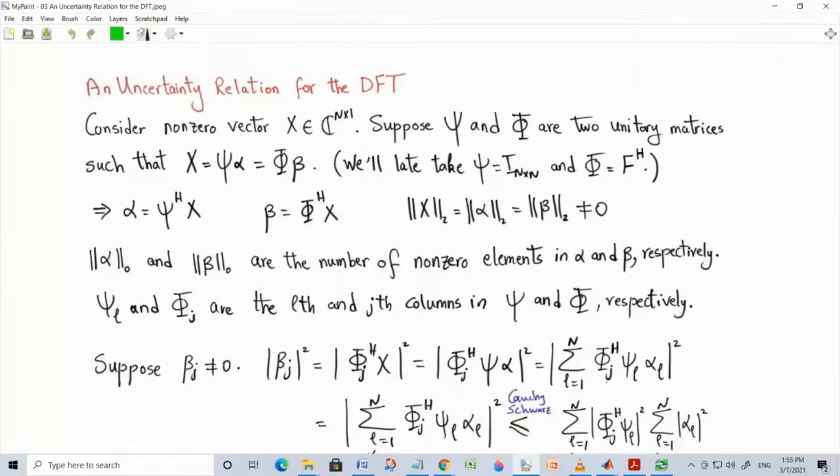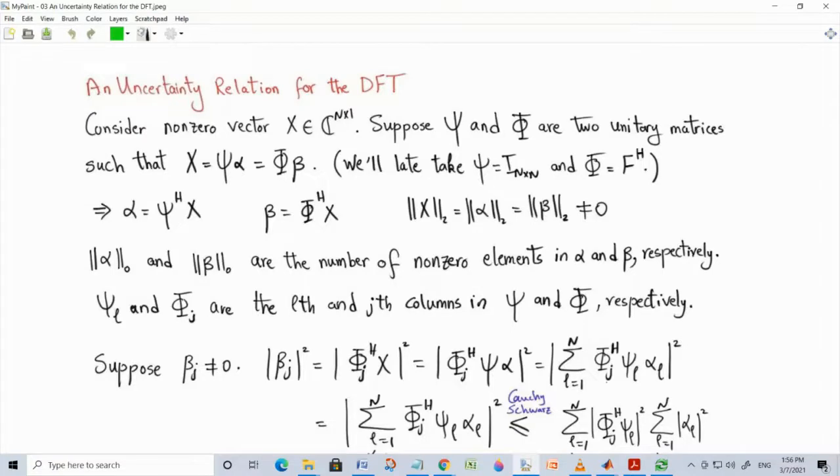Okay, so this page is about this uncertainty relation for the DFT. And at the end I will tell you the inequality that informs us that you cannot be sparse in both domains at the same time. Okay, so again, this will answer the question: can the signal be sparse in the time domain and the frequency domain simultaneously? And the answer is no.